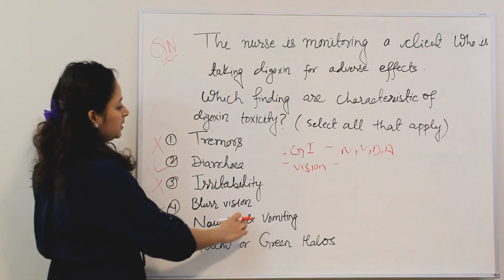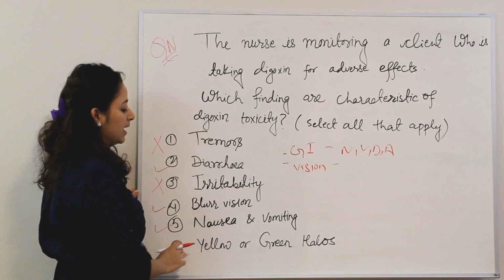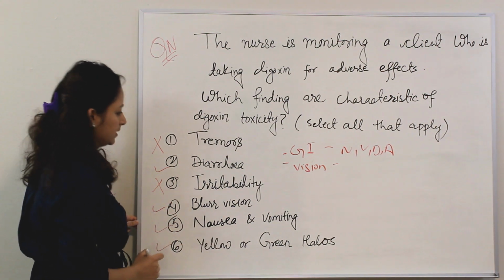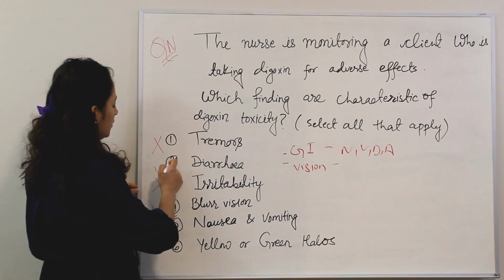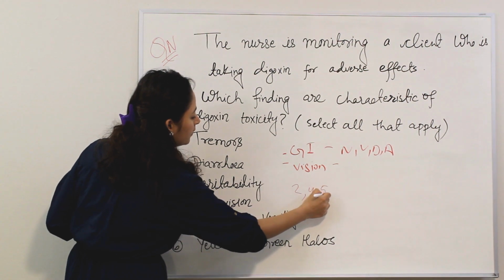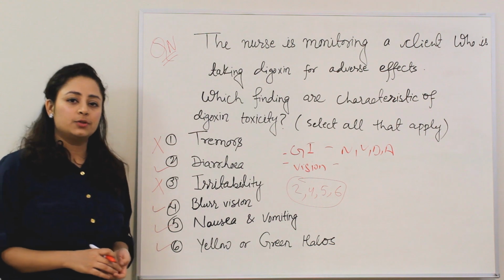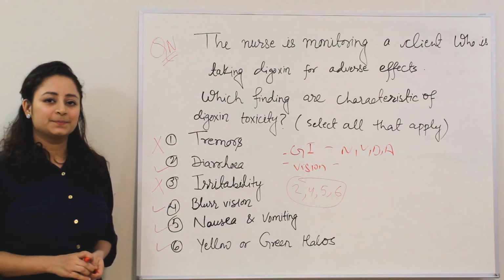And nausea and vomiting, yes, it comes under GI. And the sixth one is yellow or green halos. Yes, this is the correct answer. So our correct answer is 2, 4, 5 and 6. So in this way we do our select all that apply questions.